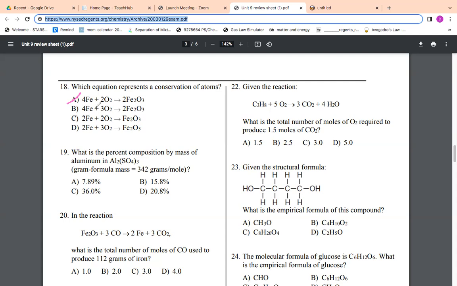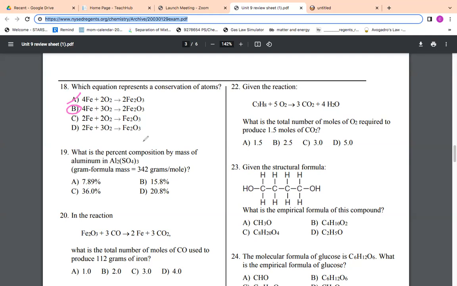Other side, 4 irons here, 4 irons here. That's good. We've got 6 oxygens here, and this 2 will distribute, and we also have 6 oxygens. So this is our winner. This one is properly balanced. If you check the other 2, C and D, they will not match up on the reactants versus the product side. You guys can check that out yourselves if you want to. It's good to always go through all the options just to make sure.